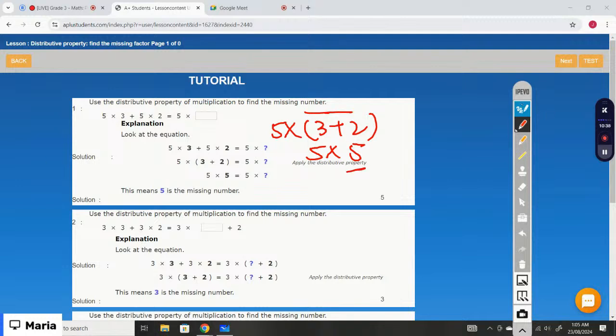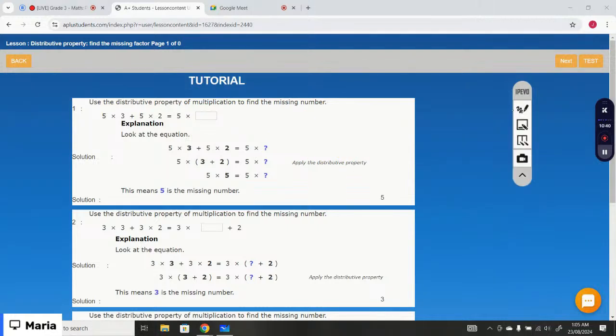Got it? So let me just start with the test questions. I'll explain again. If you still have any confusion, you can ask questions.